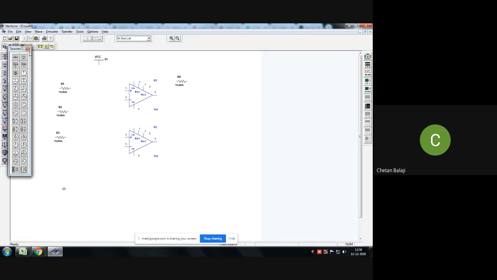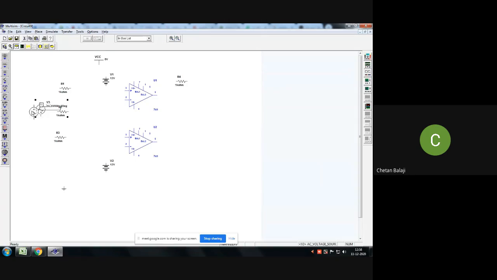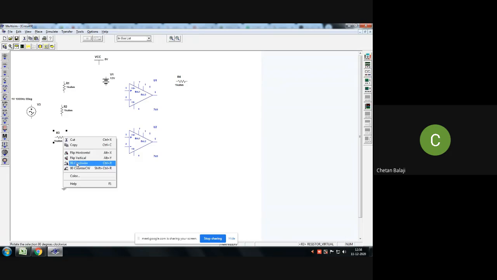For the op-amp, you need a dual power supply. Let me have one power supply here. And let me take the input in the form of a sine wave, an AC voltage source. I think we are done. Now left click, right click, and rotate clockwise so that the connections will be easy for us. Connections are made as shown in the circuit diagram.